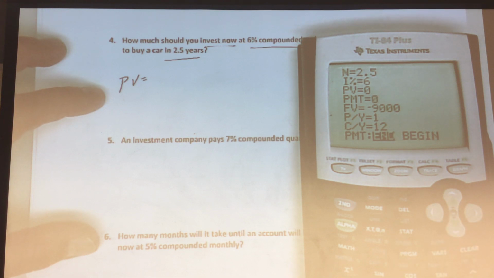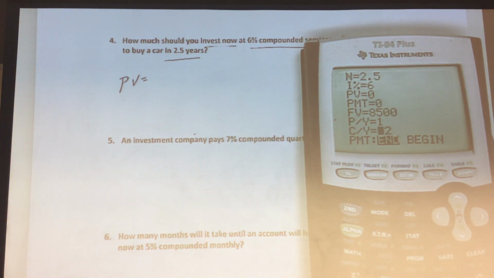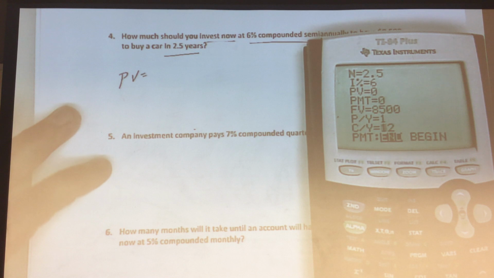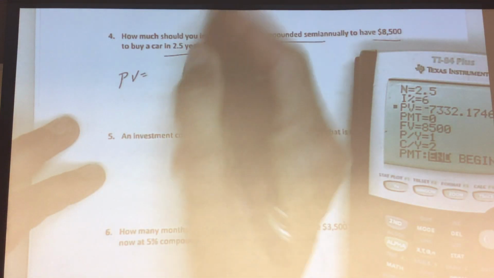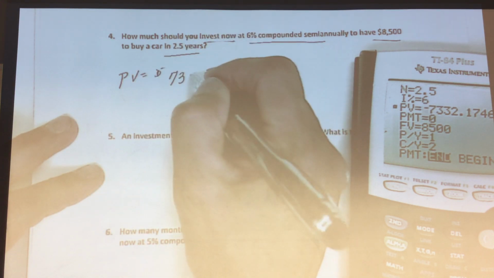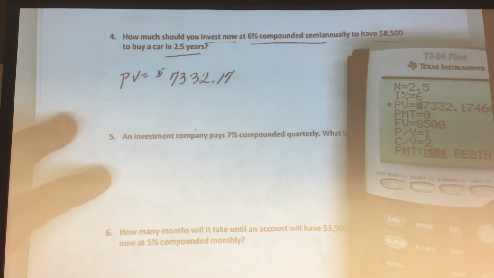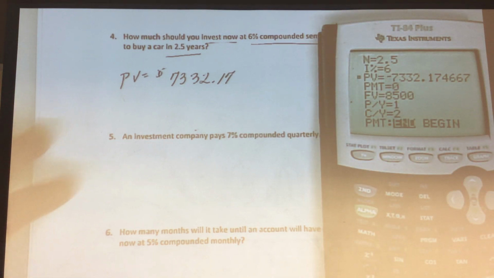We don't know that. We have no payments. That's 0. Future value is your $8,500. P/Y is 1. Payments per year is 1. And then C/Y is compounded semi-annually, and compounded semi-annually is 2. So going to PV and alpha enter, our present value should be $7,332.17. And that is our answer for number 4.